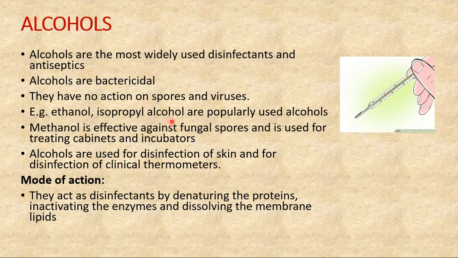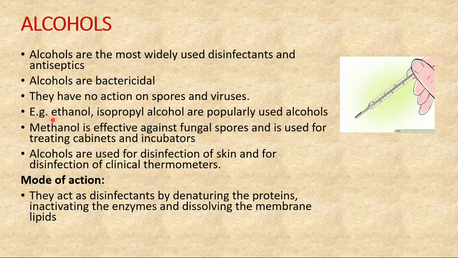Then moving to the second type, alcohol. Okay, and we know alcohols are the most widely used disinfectants as well as antiseptics. That is methanol, ethyl alcohol, isopropyl alcohol. These are all going to be used both as disinfectants as well as antiseptics. And alcohols are considered bactericidal. That means they have the capacity to kill the bacteria. Okay, and they have no action on the spores and the viruses. This is a major drawback.